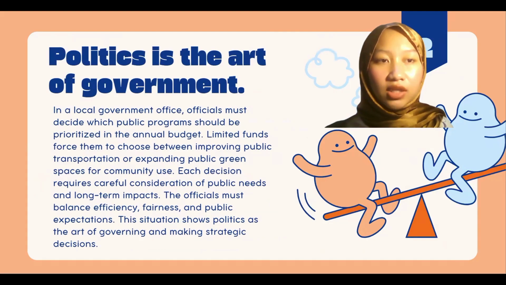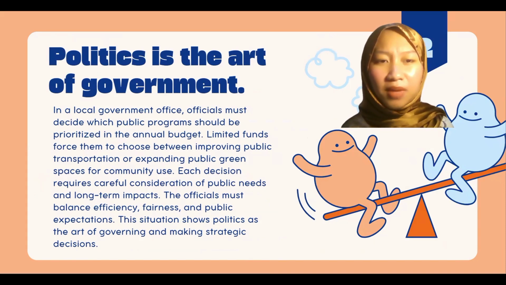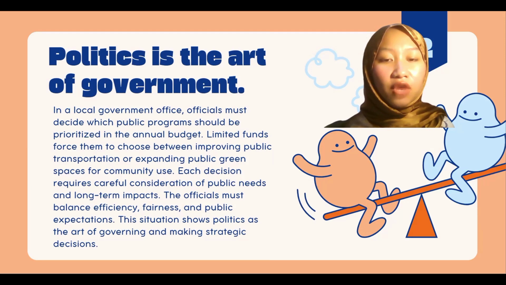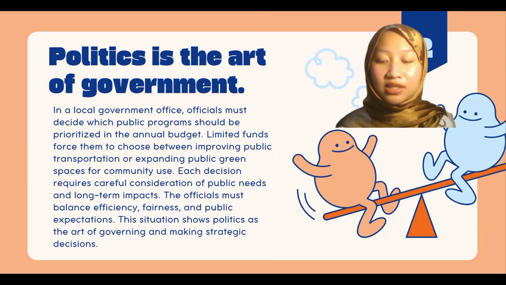Definition number one is politics is the art of government, which means, in a local government office, officials must decide which public programs should be priorities in the annual budget. Limited funds force them to choose between improving public transportation or expanding public green spaces for community use. This decision requires careful consideration of public needs and long-term impact. The officials must balance efficiency, fairness, and public expectation. This situation shows politics as the art of governing and making strategic decisions.